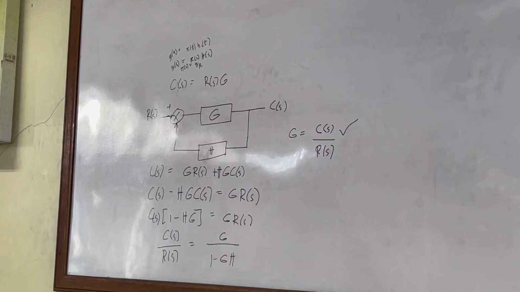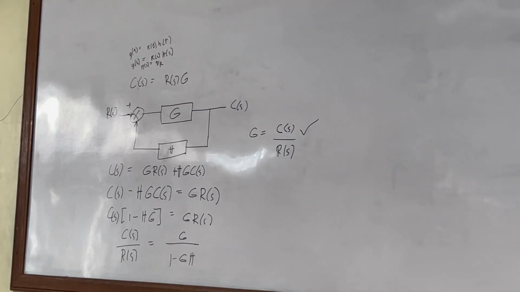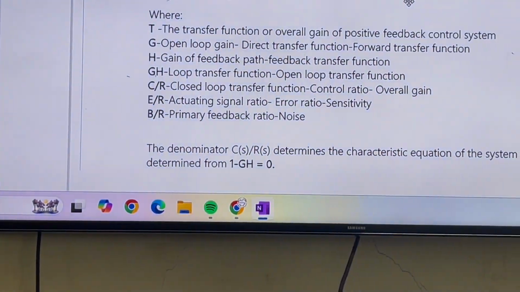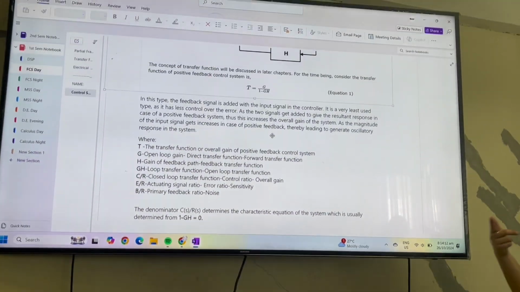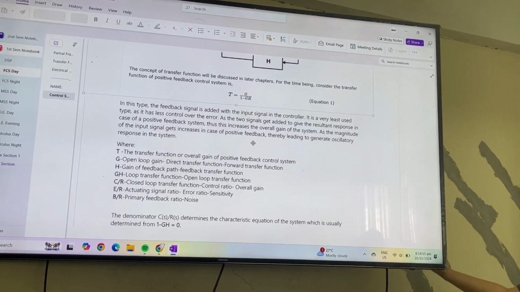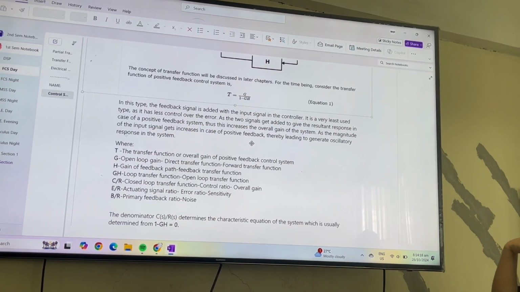In this type of feedback, in this type of control system, the feedback signal is added with the input signal in the controller. It is the very least used type as it has less control over the error. In the industry class, although gagamit o positive feedback control system, much used si negative feedback. Okay, kaya pwede man niya ma-filter. If filter niya ang noise, pwede po niya ma-amplify ang frequency or the bandwidth of the system.